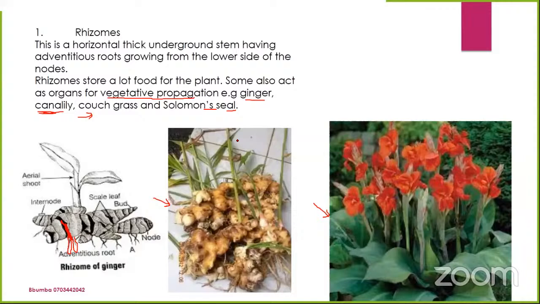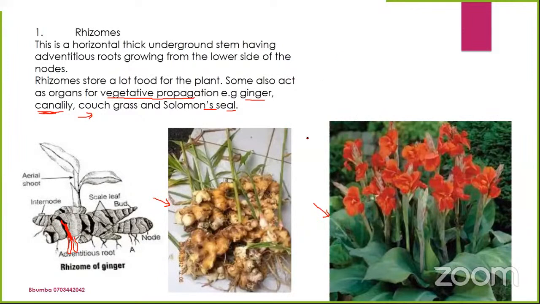Excuse me, sir. Yes. I was asking, canna and salmon seal, is it the same thing? No. Why? Salmon seal and canna, they are not the same. They are different. Just like if you ask, is jinja the same as jackfruit? Different. They're not the same.